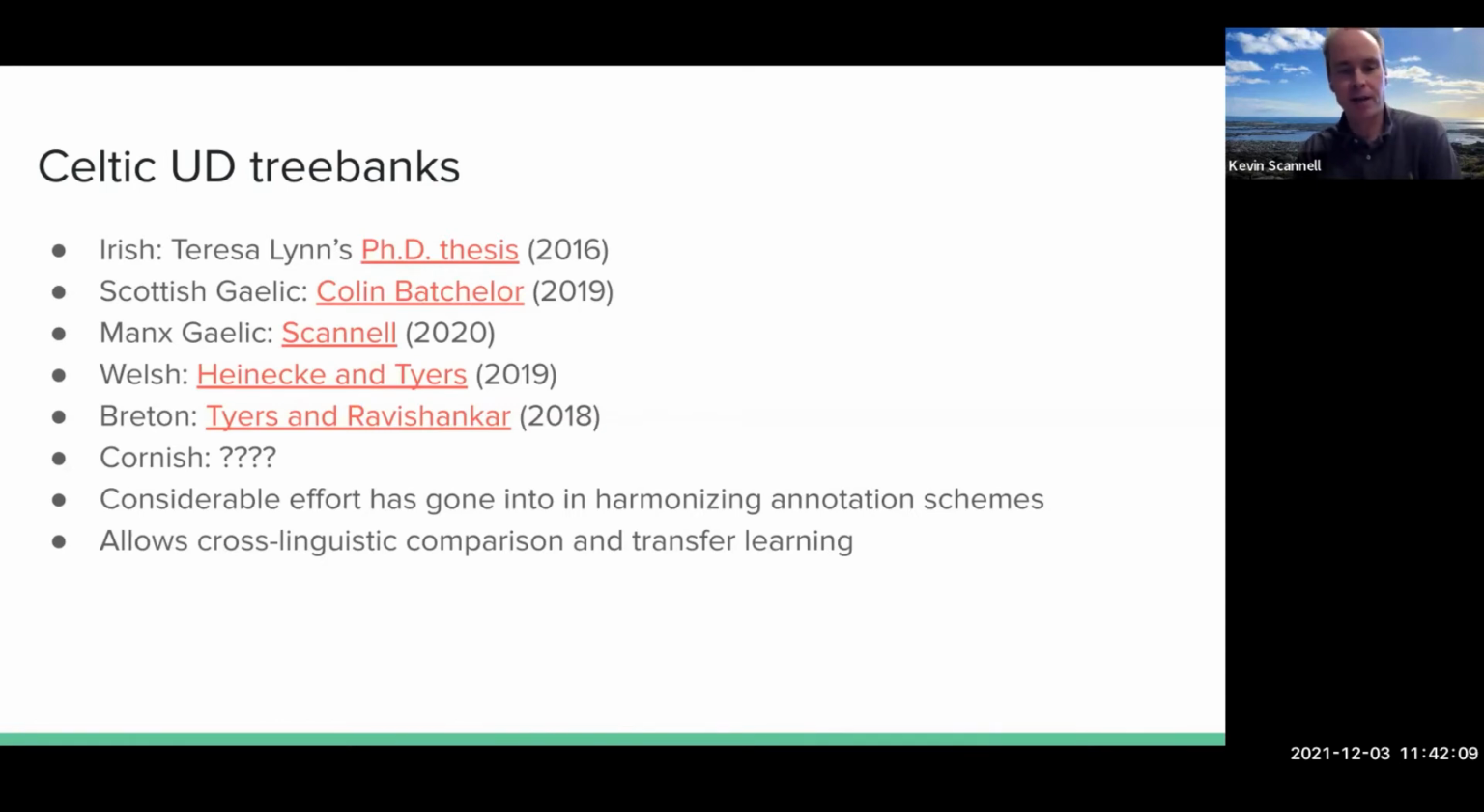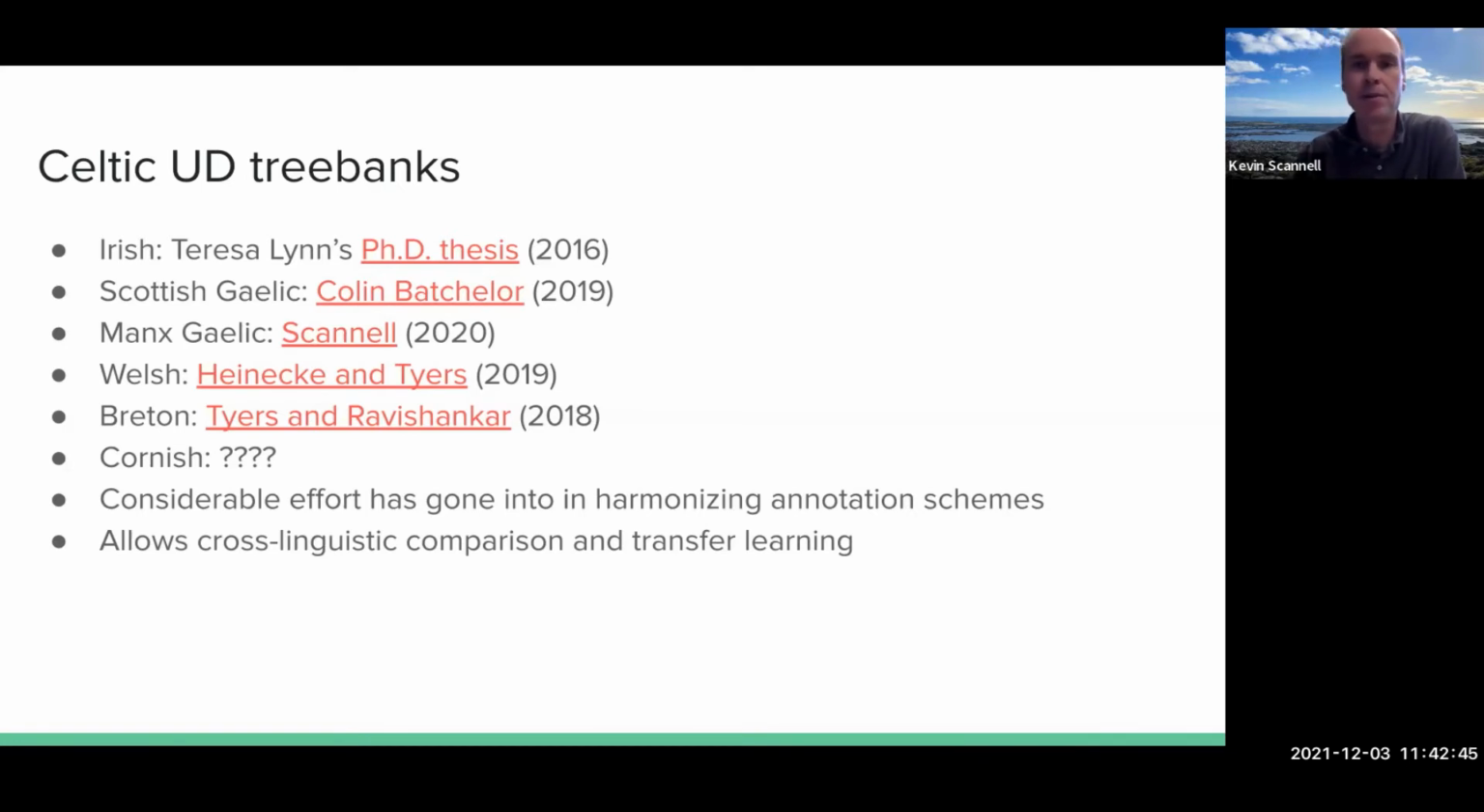And I make the point here that, I say considerable effort, so certainly some effort has gone into trying to harmonize the annotation schemes. I think we've done probably better among the Gaelic languages, trying to make sure that things are similar. There are some challenges in making sure that all 6 schemes are the same. But the idea with universal dependencies in part is to allow cross-linguistic comparison and really cross-linguistic parsing and transfer learning between languages, because you have the shared annotation scheme.